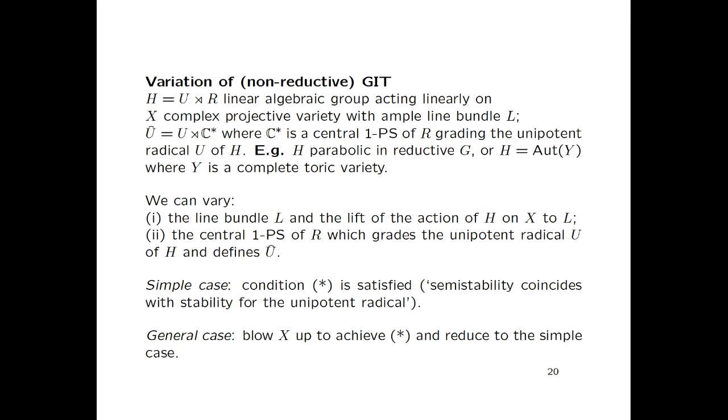And the simple case is when the condition star that I had was satisfied. That's basically saying that semi-stability coincides with stability for the unipotent radical. So that's the nicest setup. In the general case, we can actually do a blow-up of X to make sure that star is satisfied, whatever choice of linearization you've got, so that you can reduce to the simple case when semi-stability does coincide with stability for the unipotent radical.